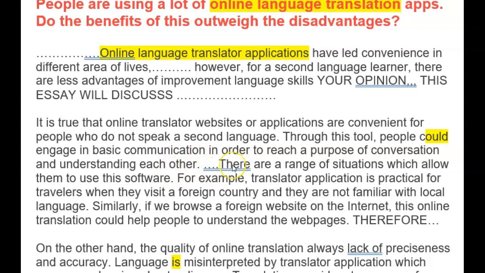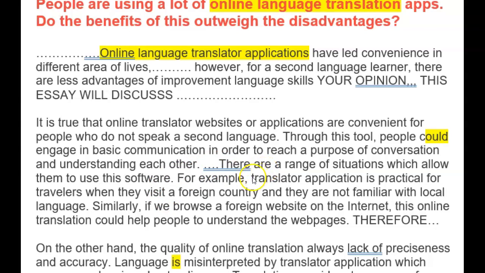Additionally, link this together here. There are a range of situations which allow them to use this software. Okay, a range of situations in which this software would be crucial. So let's upgrade the language a bit, be a bit more adventurous and academic in your lexis, your choice of vocabulary. And I think you should put here when, or for example, I don't want to, or for instance, maybe in travel. Oh no, okay, sorry, you've got that down here. Okay, so that's fine there.